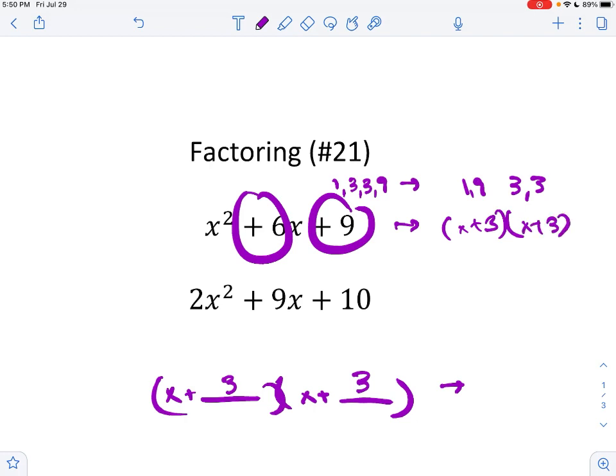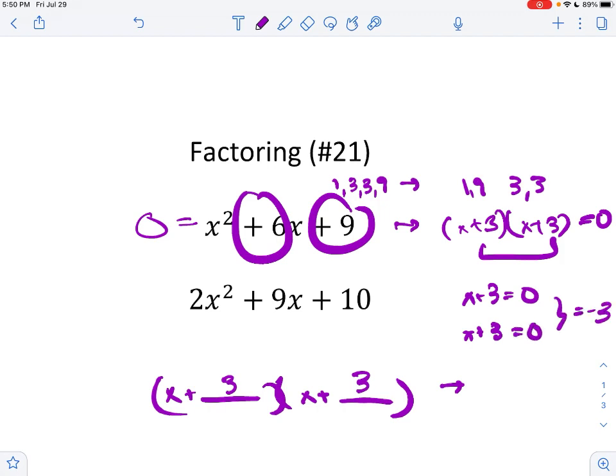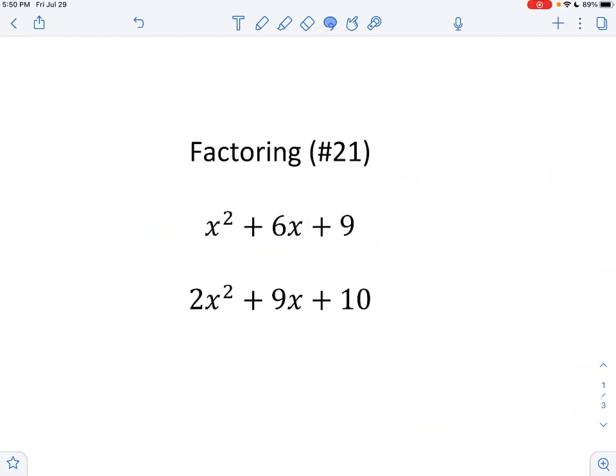Okay, now if this problem was asking you to find x-intercepts, and if this equation was originally set to 0, what you could do is set this equal to 0, and then these individual parenthesis components can be set equal to 0, and you can solve for the x-intercepts. In this case, you get the same answer, x equals -3. Okay, let's do the same thing with the second problem.